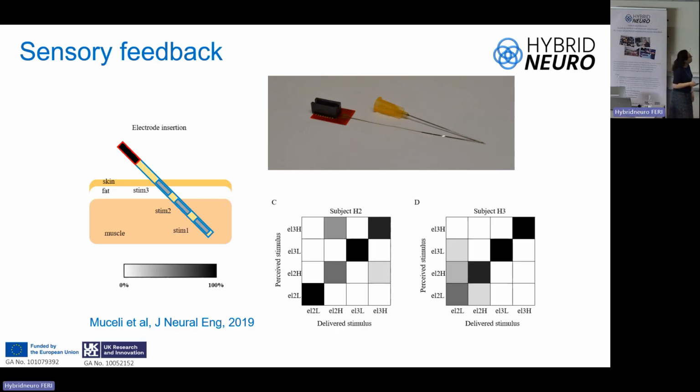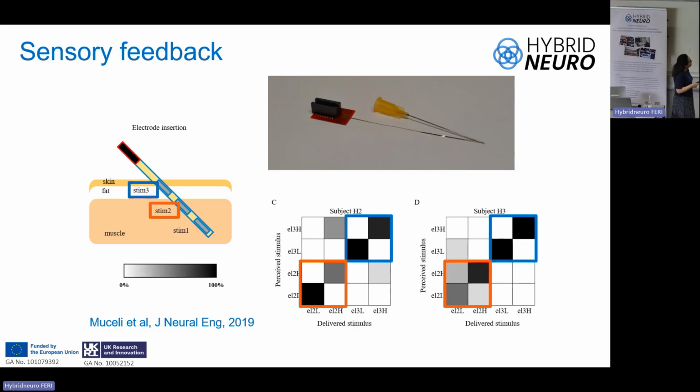And we had a simple task. I'll actually go back. So we have an electrode close to the skin, this is a stimulation electrode, and one within the muscle. And we stimulate with two different levels, low and high, in stimulation site 2 and stimulation site 3. Then we ask the person to guess: did you receive a stimulation in electrode 2 with low intensity, or in electrode 2 with high intensity, in electrode 3 with low intensity, or in electrode 3 with high intensity?